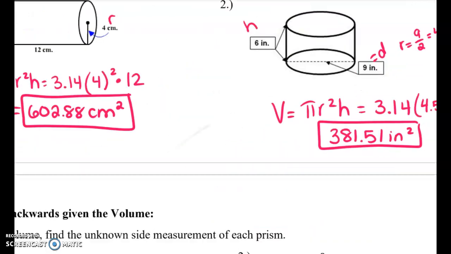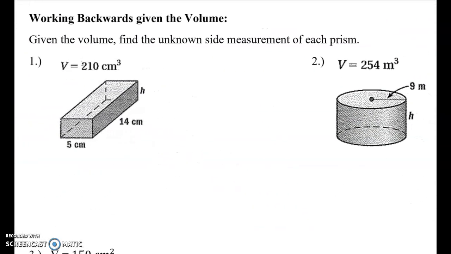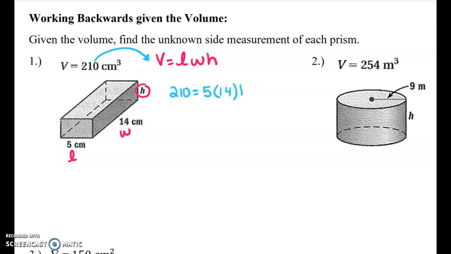All right, last 3 problems is working backwards. So when they give you a rectangular prism, remember the volume for a rectangular prism is length times width times height. This is the easiest one they can give you. So my height here is what I'm missing. I know my length is 5 and my width is 14. So if I plug everything I know into the formula, this one is 210 equals 5 times 14 times, I don't know what h is.